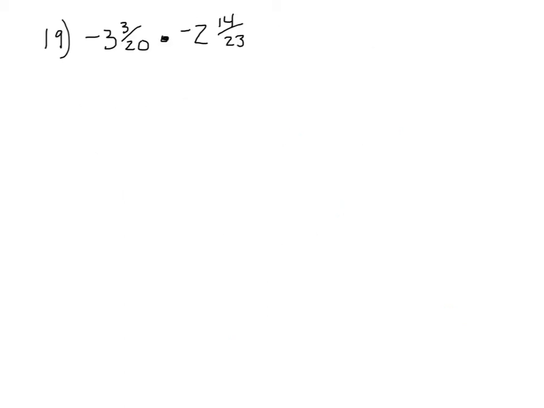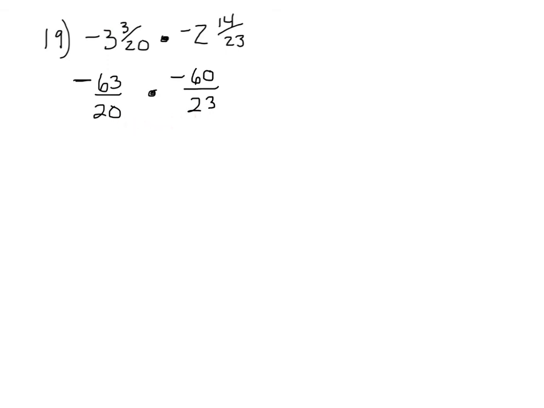Alright, here's problem 19. We're going to change these mixed numbers into improper fractions. So here we go. We're going to go 20 times 3 plus 3. 20 times 3 is 60, plus the 3 is 63 twentieths. Don't forget the negative. And on the other fraction, you're going to go 23 times 2, add 14. And 23 times 2 is 46. Add the 14 is 60. Don't forget that it's a negative number, so the fraction needs to be negative, and then just keep your denominator.